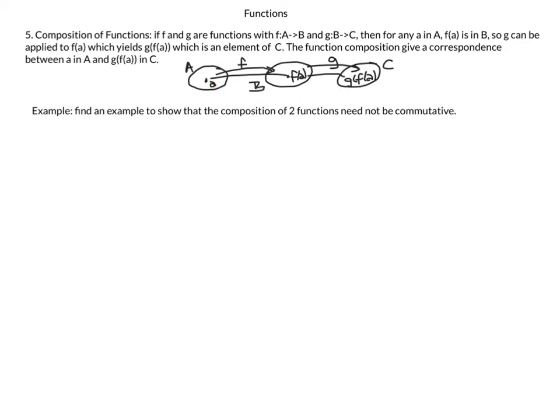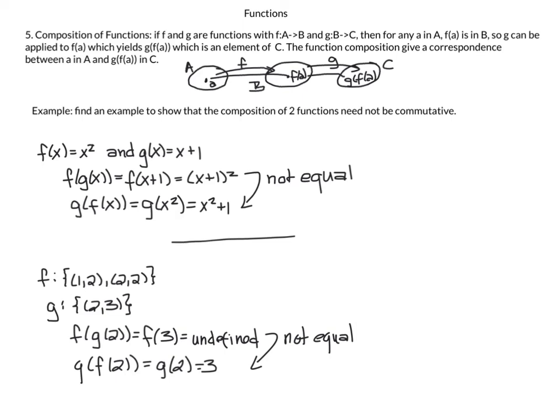Our first example: find an example to show that the composition of two functions need not be commutative. In other words, we're trying to find functions f and g such that f of g of x does not equal g of f of x, which doesn't seem that hard, because if you start with f of x and then map to g, it's not necessarily true that you can map back. And in fact, here's my first example. I say f of x is equal to x squared and g of x is equal to x plus 1.